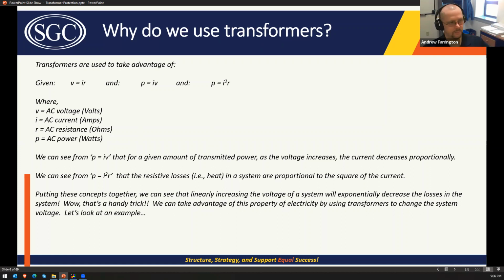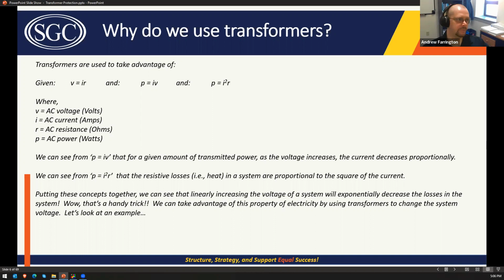That's why we step voltages up, and then at the end of the line, we step them back down, because lower voltages are obviously easier to work with. The phase distances don't need to be as big. You can use less insulation at lower voltages. It's easier to work with for your power electronics.